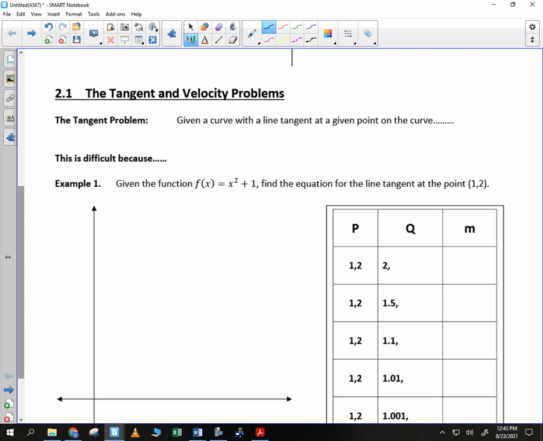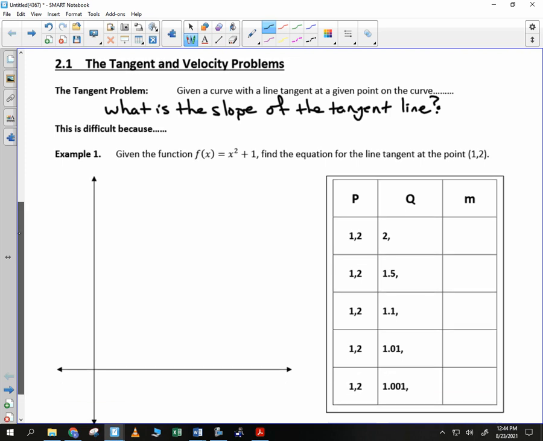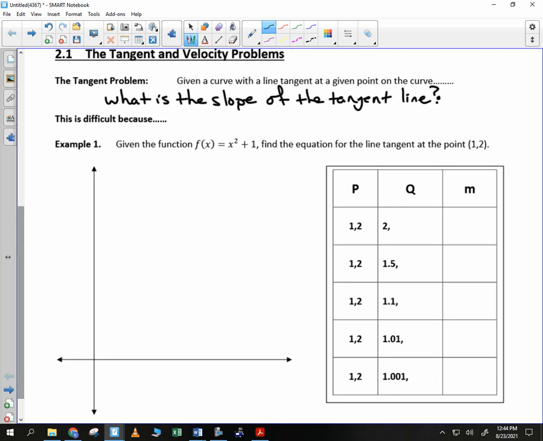And it comes with this idea, the tangent problem. Given a curve with a line tangent at a given point on a curve, what is the slope of the tangent line? Now, we wrote it down, but just because we wrote it down doesn't mean we understand what it even means. So let's look at an example.